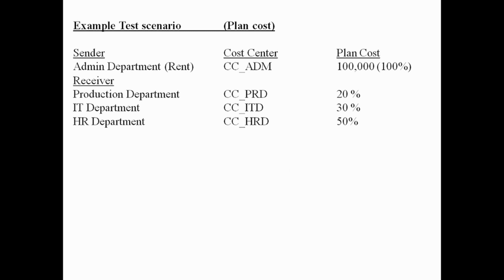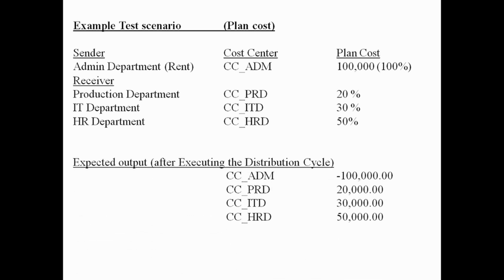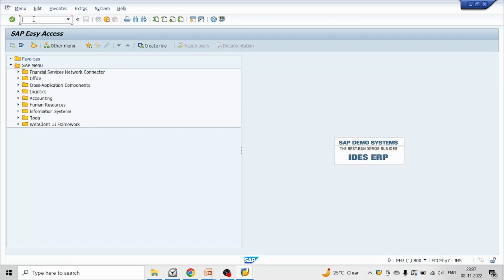Now let's test the planned cost distribution scenario. Let's consider the same cost center, same values, but as planned figures. Earlier we used FB60 for posting actual data. Now we will be using KP06 for posting planned cost. So let's go to KP06 and post our planning cost. Enter KP06 and hit enter.